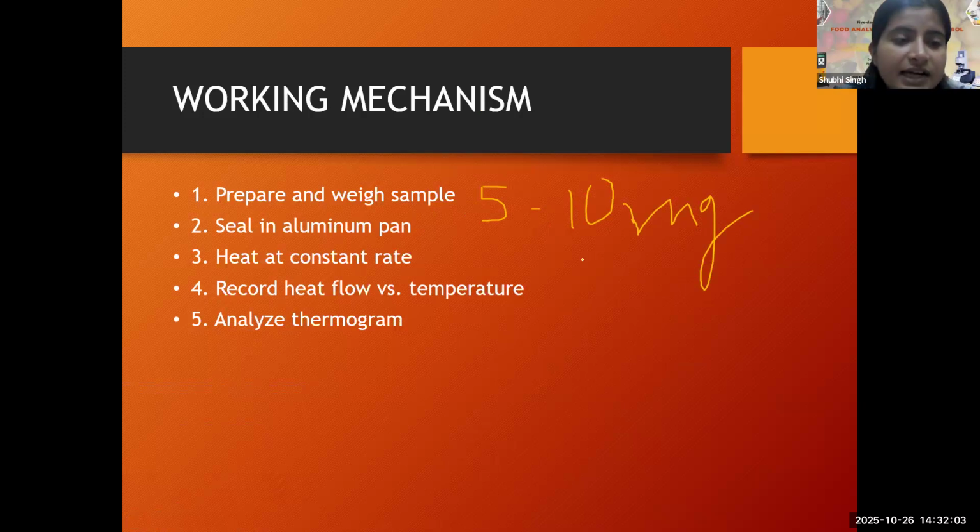The DSC heats it at a constant rate, such as 10 degrees Celsius per minute, or 5 degrees Celsius per minute also, based on your literature. The instrument then records the difference in heat flow between the sample and the reference. Whatever difference there is between the sample and the reference, we record it in the form of a thermogram, or a graph.